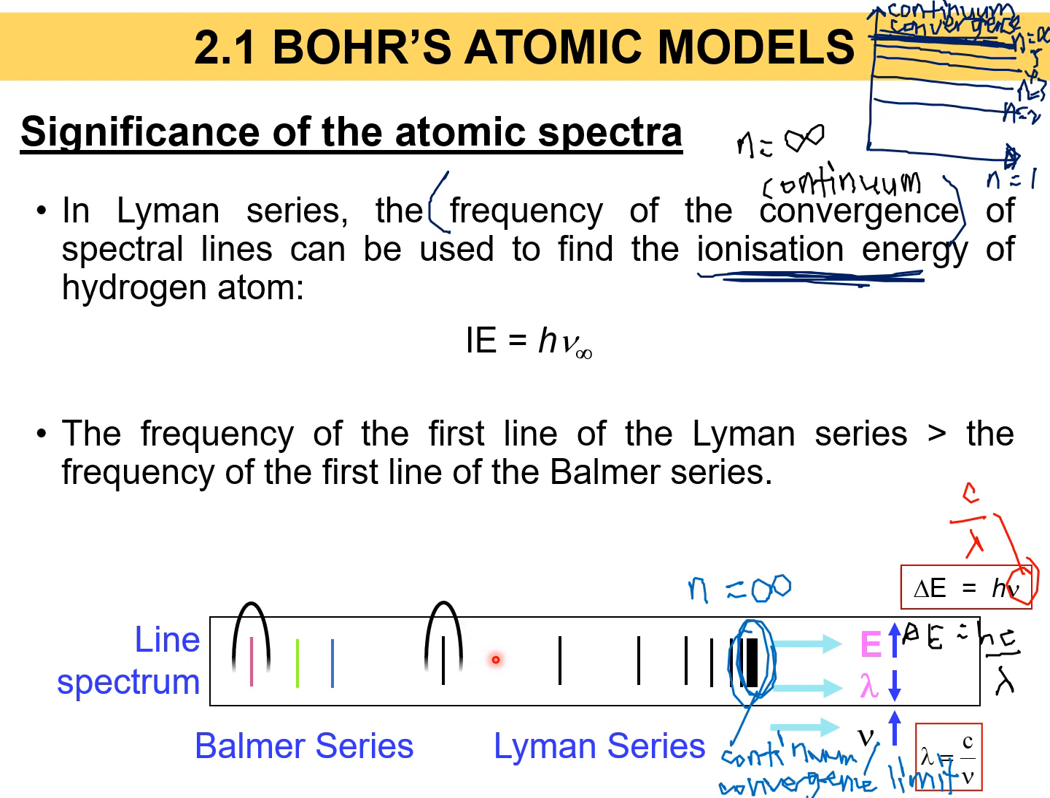Okay, so that's why we can conclude here the first line of the Lyman series, the frequency dia is more than the frequency of the first line of the Balmer series. Okay, kenapa Balmer ni berkala? Because Balmer berada di visible region. Visible region kan boleh nampak color-color rainbow. So that's why dia color-color.